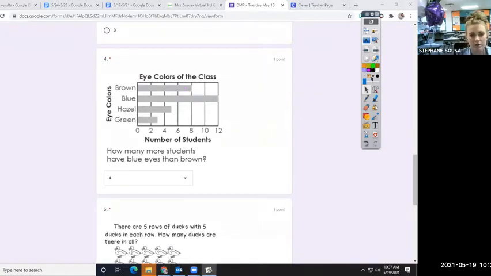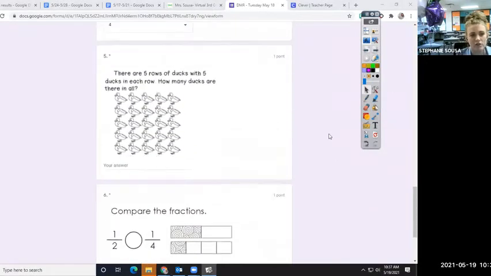Okie dokie artichoke. Last two. There are 5 rows of ducks with 5 ducks in each row. How many ducks are there? If I count these up, I have 5, 10, 15, 20, 25 ducks. So your answer should be 25 ducks, okay?